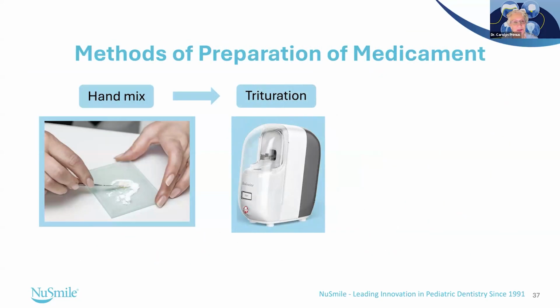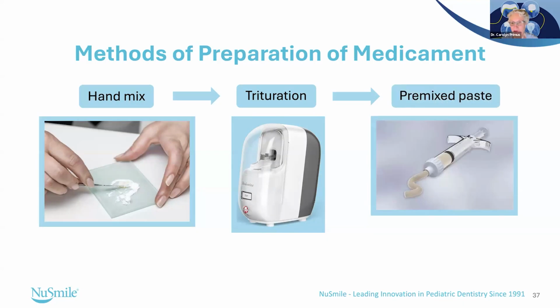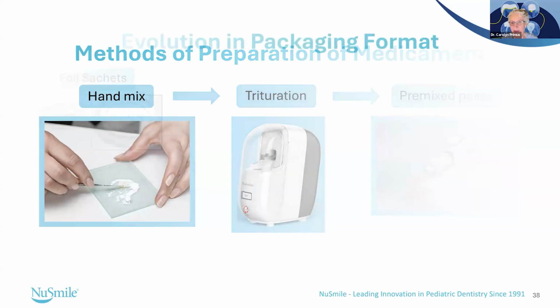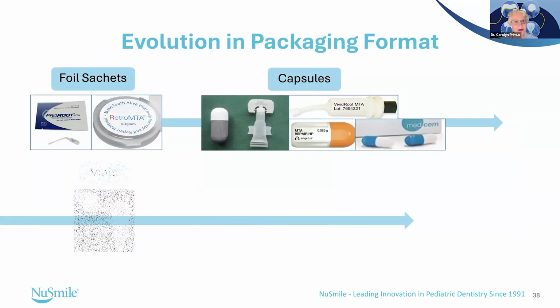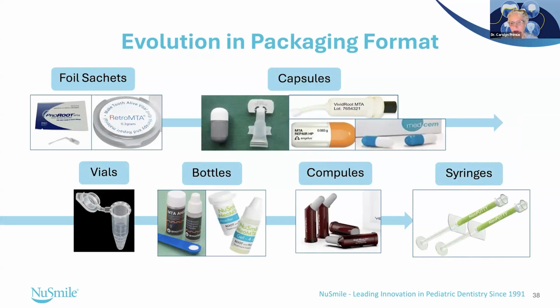So we have really evolved from hand mixing to trituration and these pre-mixed pastes. So when you think about handling of these materials, two things. We also have new packaging. So we've got these syringes, which are very popular. We've gotten away from the individual sachets where you can't choose the amount of material like you can with a putty. Or you can choose the amount with some of these bulk bottles also.